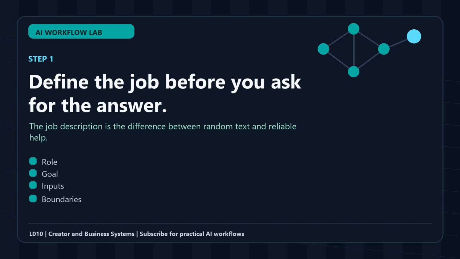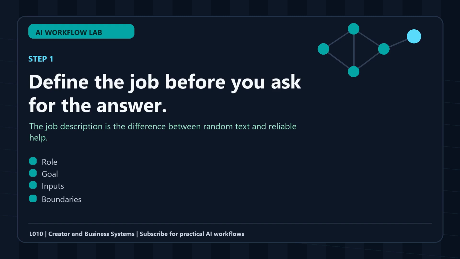The boundary is what the assistant must not do. It must not invent facts. It must not pretend missing data exists. It must not recommend a tool only because it is popular. It must not turn a simple task into an overbuilt system. That boundary is important. AI becomes more useful when it knows when to stop.